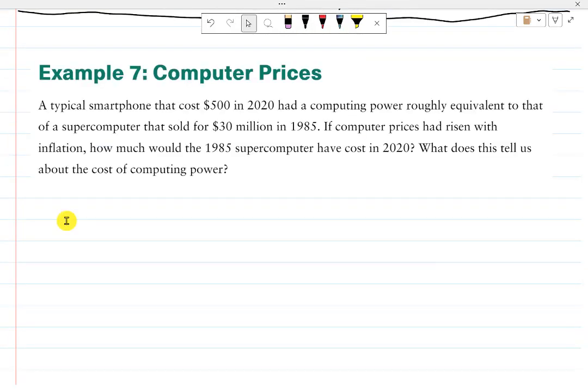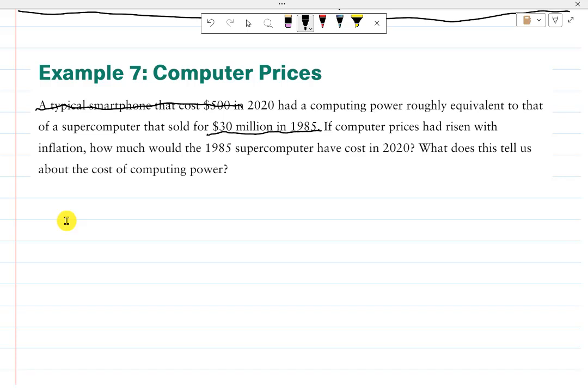Here we're looking at computer prices. A typical smartphone that cost $500 in 2020 had computing power roughly equivalent to that of a supercomputer that sold for $30 million in 1985. If computer prices had risen with inflation, how much would the supercomputer cost in 2020? What did this tell us about the cost of computing power? Let me explain one thing here. This here is absolutely unimportant to the problem. The only thing I need is this.